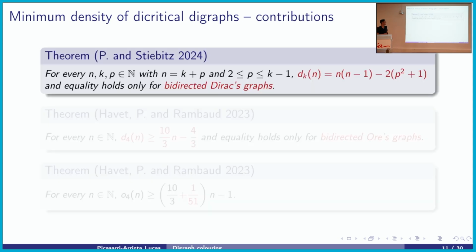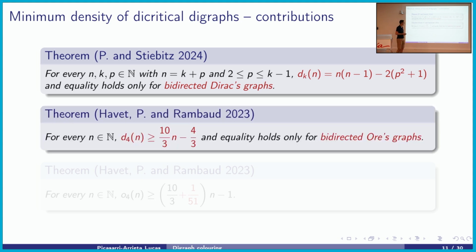And my contributions to this topic are the following. In the first work with Michael Stiebitz, we gave the exact value of d_k of n when n is not too large compared to k. So n is between k and 2k minus 1. In this case, we are able to give the exact value of d_k of n. This generalizes the result of Gallai, and we are also able to characterize exactly the k-dicritical digraphs on n vertices with exactly d_k of n arcs. And this confirms completely the first conjecture of Kostochka and Stiebitz in this particular case.